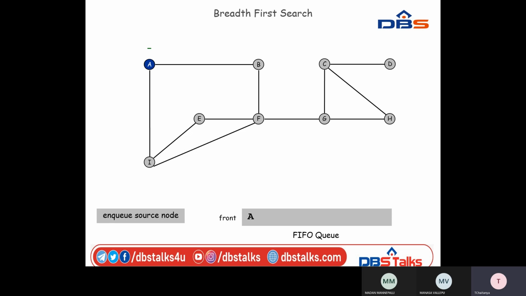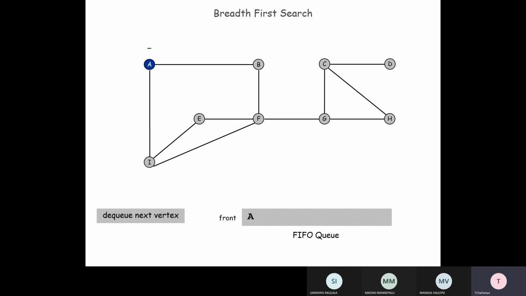Initially, let us consider node A as the initial node. The neighbors of node A are node B as well as node I. So B is one neighbor and I is another neighbor. Now how will the searching mechanism flow? The front line is A.